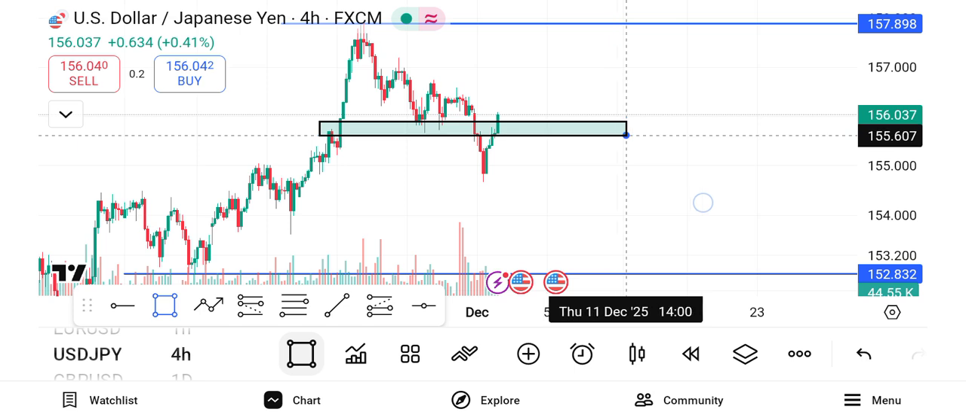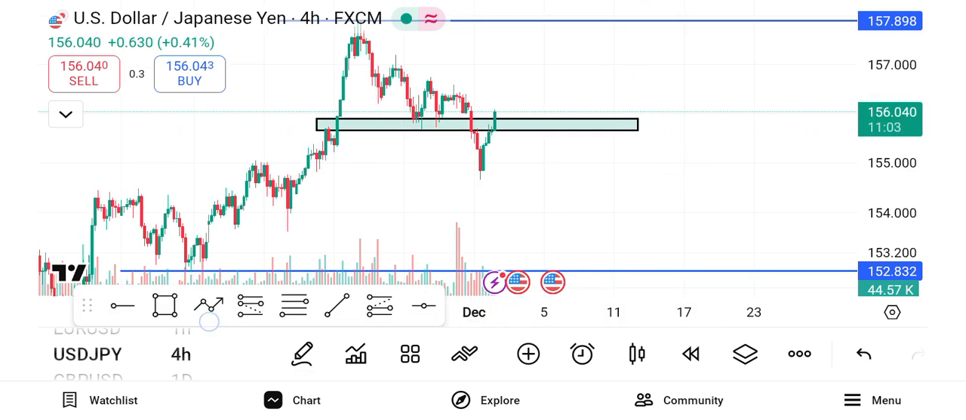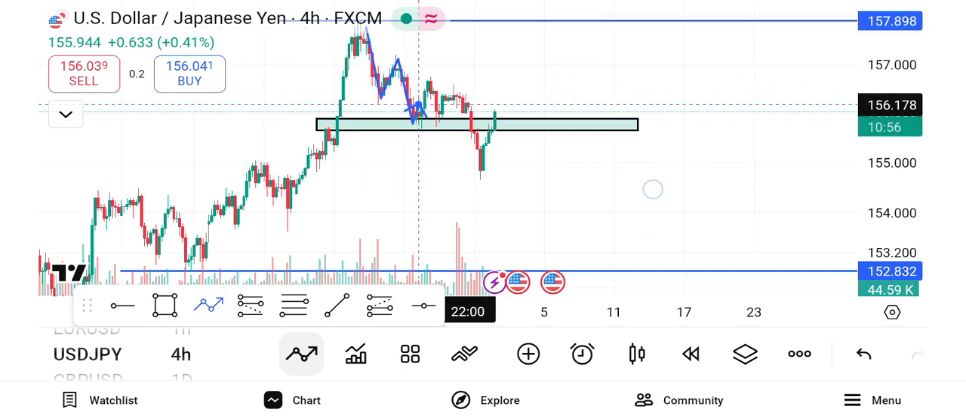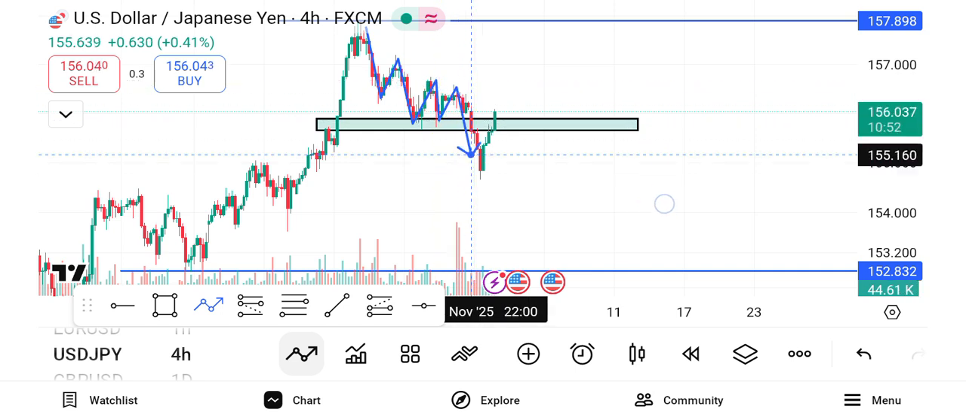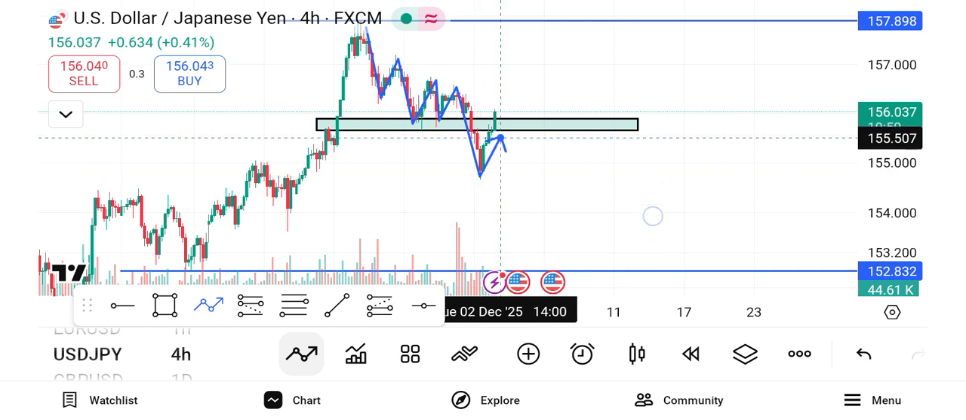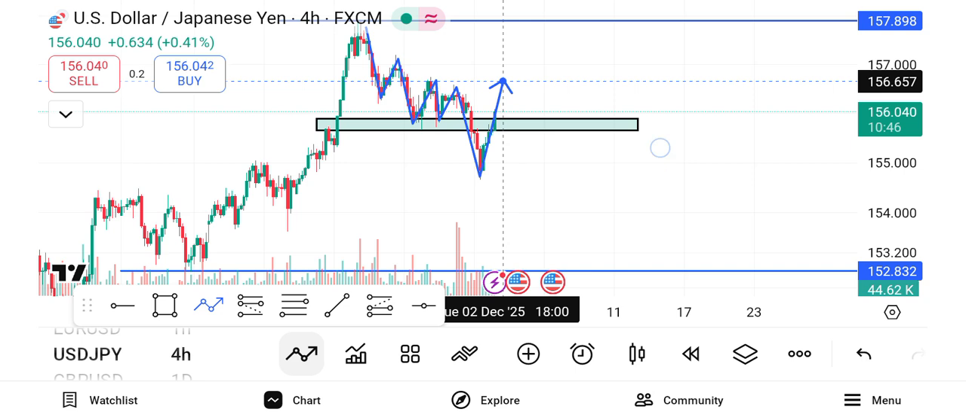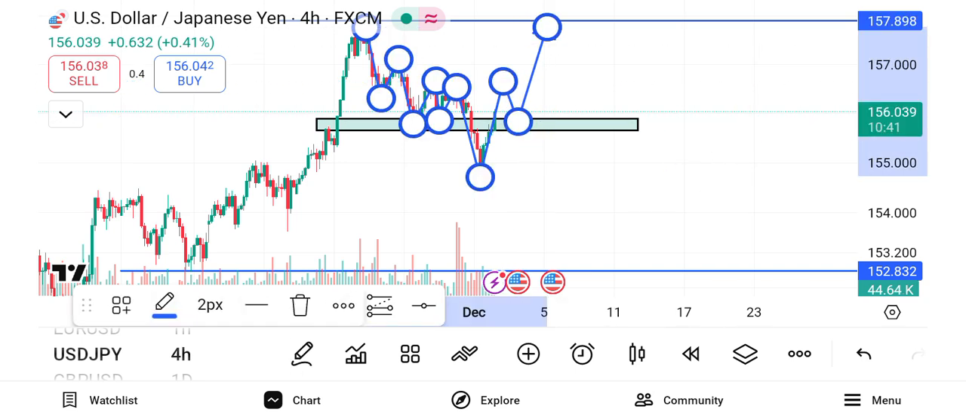So you can see the market has been moving lower low, lower high, lower low, lower high, equal low, lower high, and with a lower low here, you can see price has been moving. So what I'm expecting from the market is to give me a push up here, a retest, then a continuation to the upside.